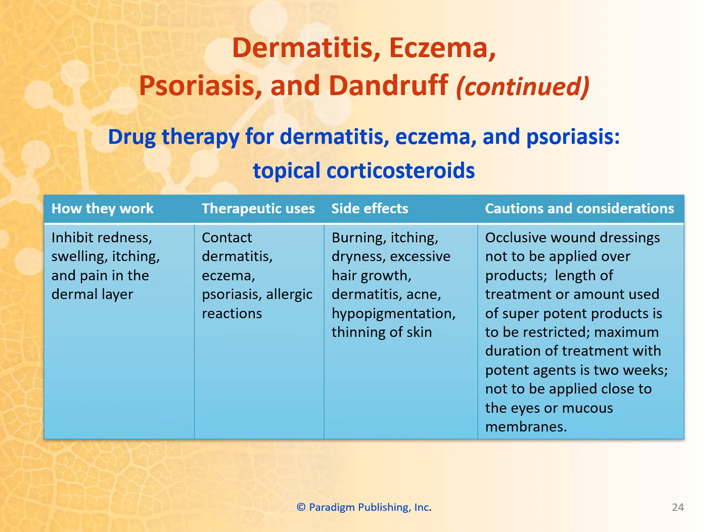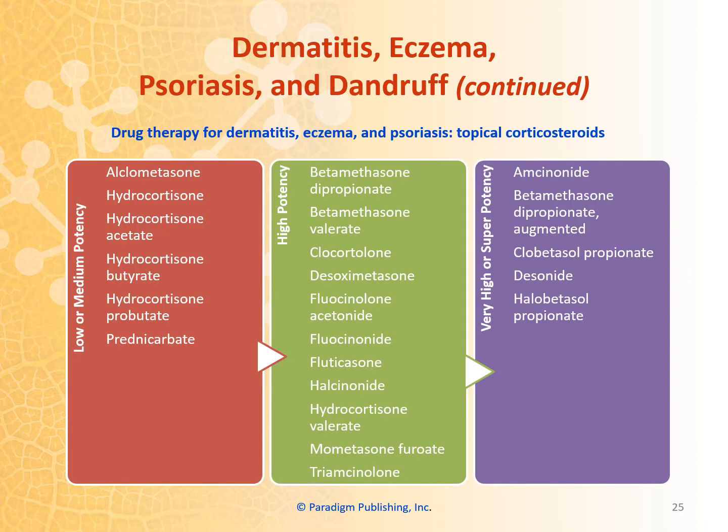Drug therapy for dermatitis, eczema, and psoriasis, including topical corticosteroids. The way they work is they inhibit redness, swelling, itching, pain, and the dermal layer. Your book goes into more depth on those on page 630 of your text. Some of these include the following lists here. They're divided based on their potencies.